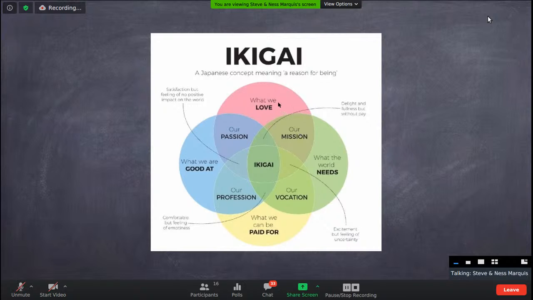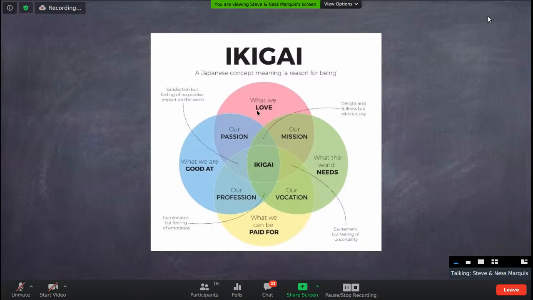Now our mission, between what we love and what the world needs. Our vocation, what we could be paid for and what the world needs. Our profession, what we're good at and what can be paid for. And our passion, what we're good at and what we love. If we're lucky, we'll find one in the middle. Our Ikigai.